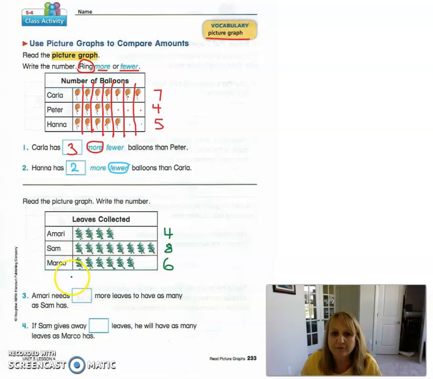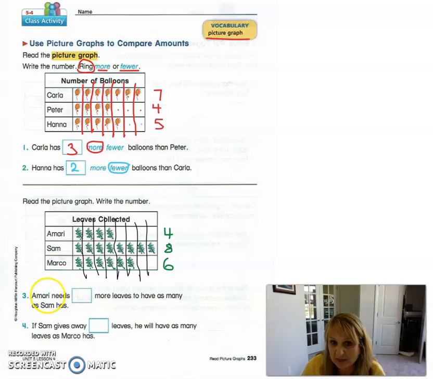Well, there's a couple of different ways that we can do it. We can go ahead and draw our lines, which I'm going to do right now. Okay, I've drawn my lines and we can compare how many empty boxes Amari has compared to Sam, right? Let's see, 1, 2, 3, 4. So we know that Amari would need 4 more leaves to have the same amount as Sam.